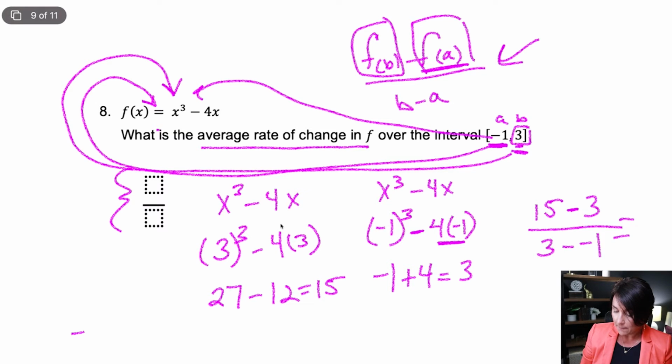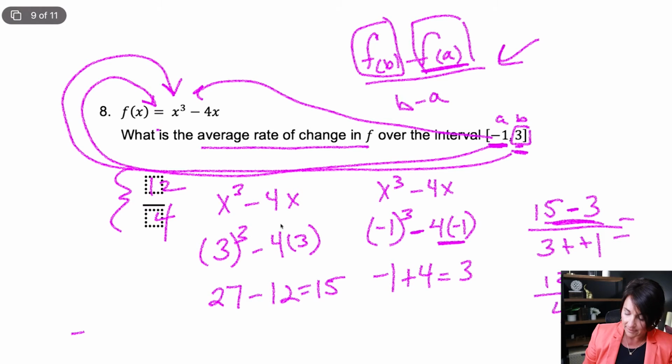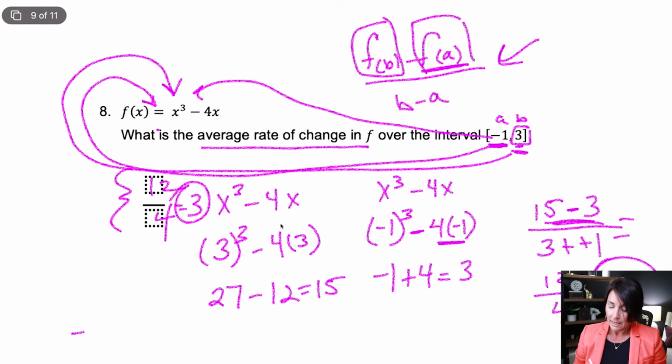So I have 15 minus 3 is 12, and I have 3 minus -1, which is really 3 plus 1, which is 4. 12 over 4, which you may do something like that, but when you do that, 12 over 4 equals 3, right? So this equals 3. The average rate of change for this interval is 3, and that's how you do it.